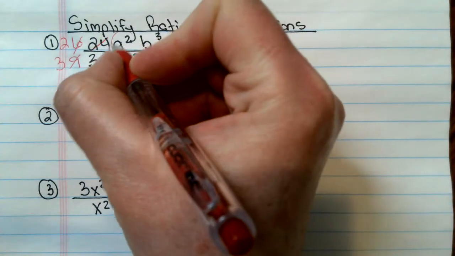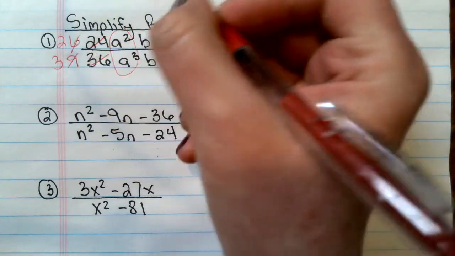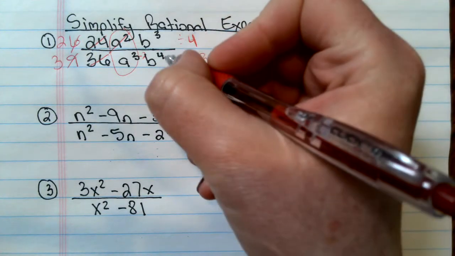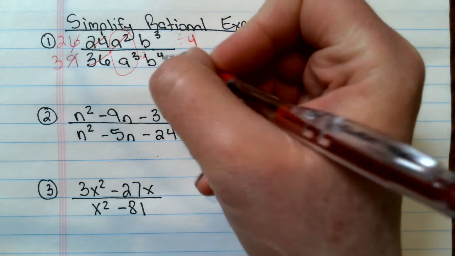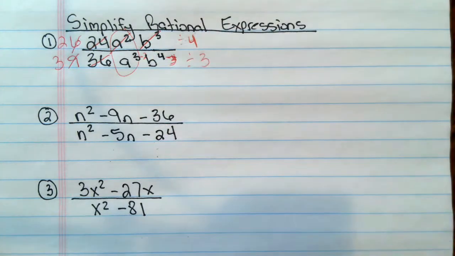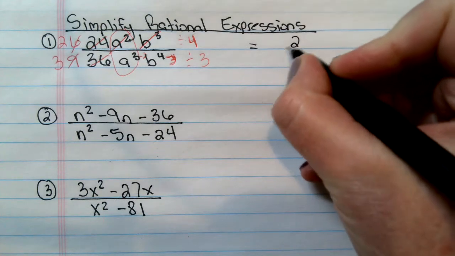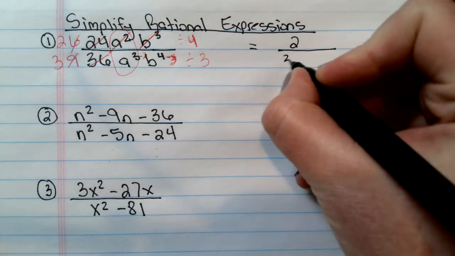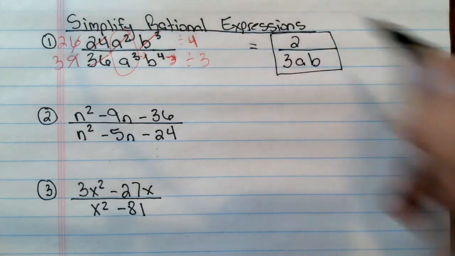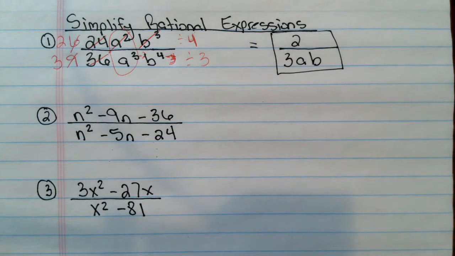And then finally, when we divide variables, we subtract exponents. And I always take big minus little. So I'm going to take the 3 minus 2. And then when I divide the b's, looks like the bigger number's on bottom as well. And I'm going to go 4 minus 3. And then when all is said and done, I have a 2 on top. I have a 3ab on bottom. So that is how you simplify this type of expression.